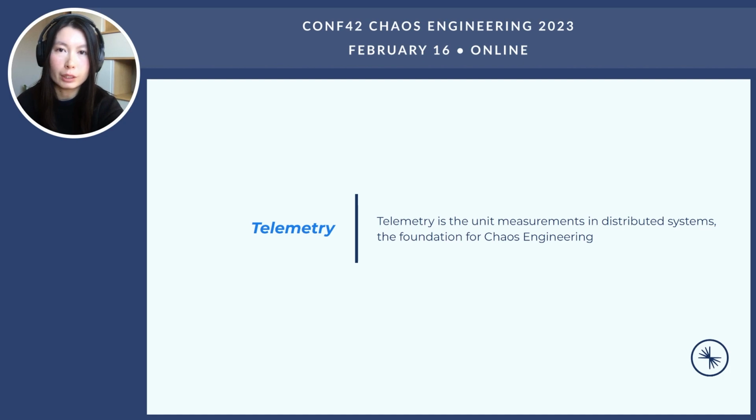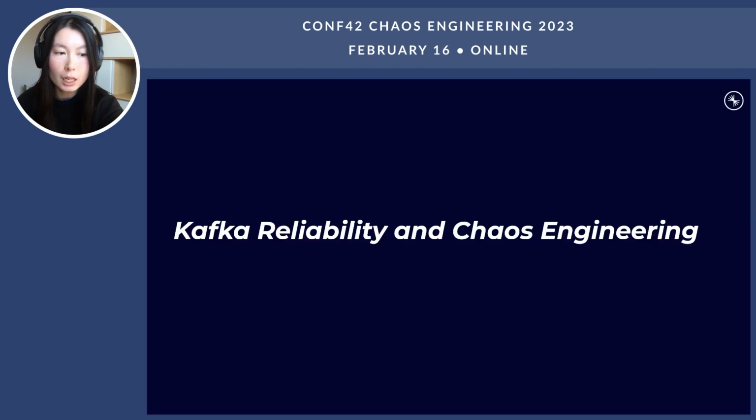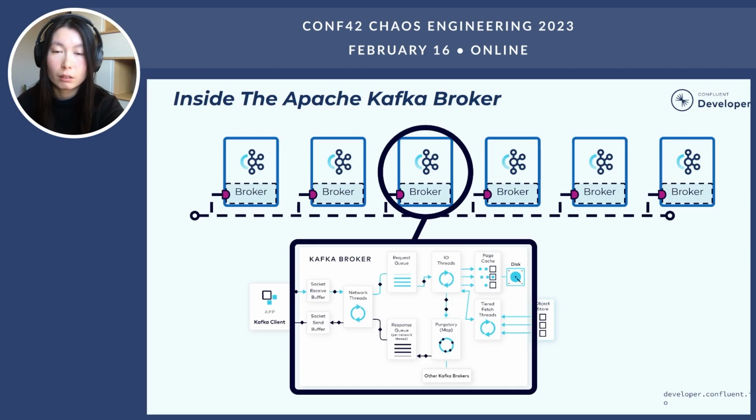Telemetry is the unit measurement for observability. It's the foundation of chaos engineering. As we all know, observability is here to establish measurements for the knowns. It helps us to discover the unknown unknowns. And finally, this is often considered as the prerequisite of continuous experiment. So we're going to talk about Kafka reliability in context of chaos engineering.